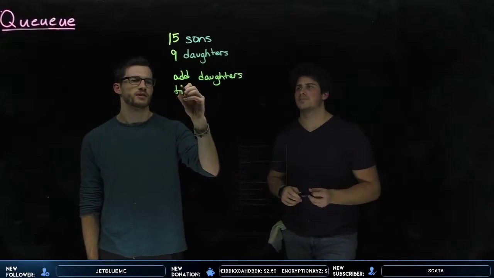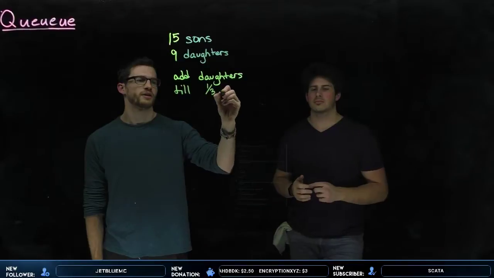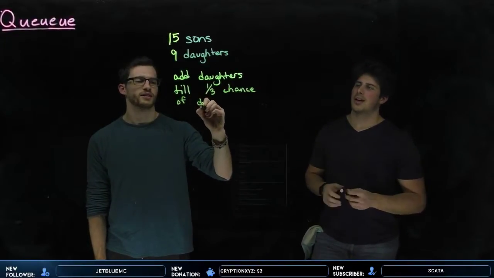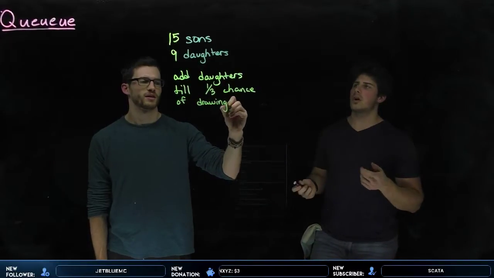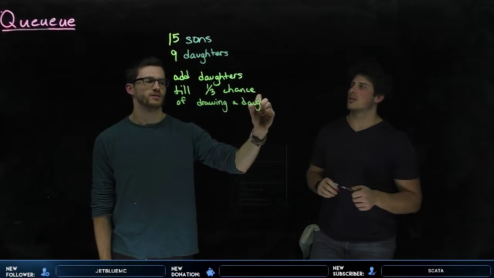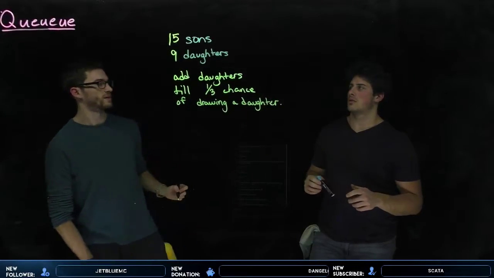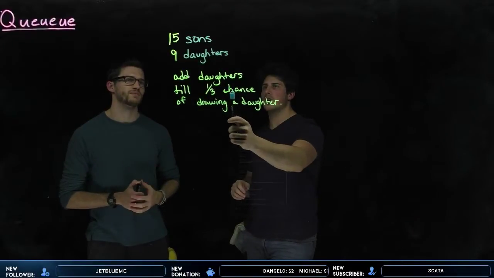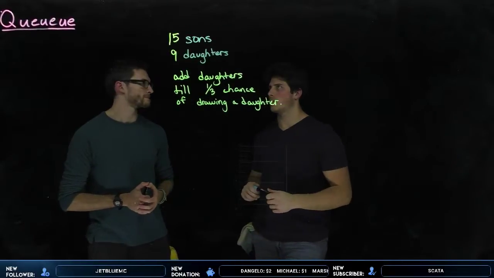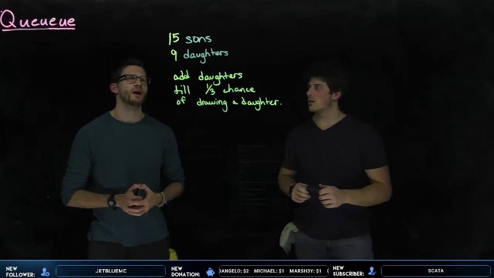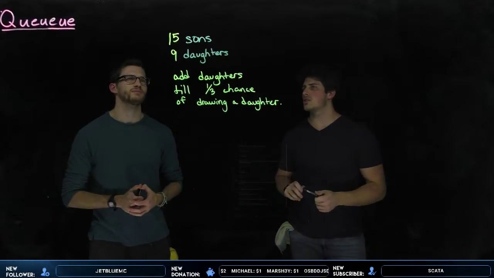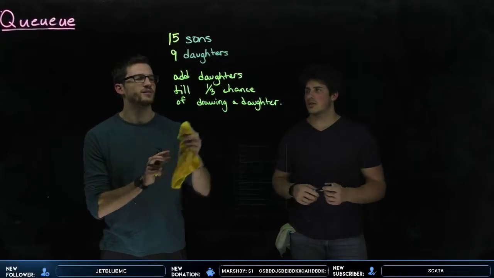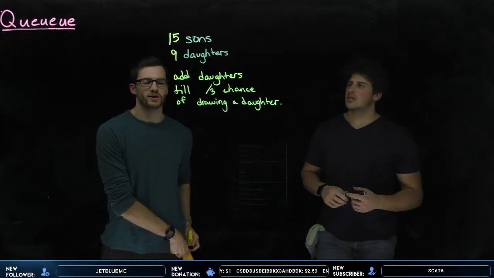Add daughters till 1/3 chance of drawing a daughter. I just think this is a really weird way of doing this. No, this is how you teach parents. Think about what you just said. Add daughters until you have a 1/3 chance of drawing a daughter. Oh, I was thinking about it the wrong way, too. You did it wrong, because it's already over 1/3. Add sons. Or 2/3. We're going to do 2/3. You want a 2/3 chance to draw a daughter.